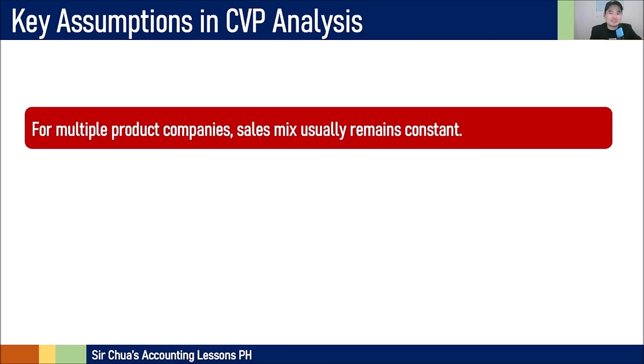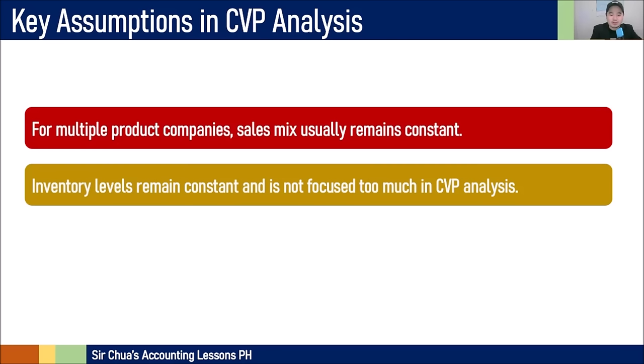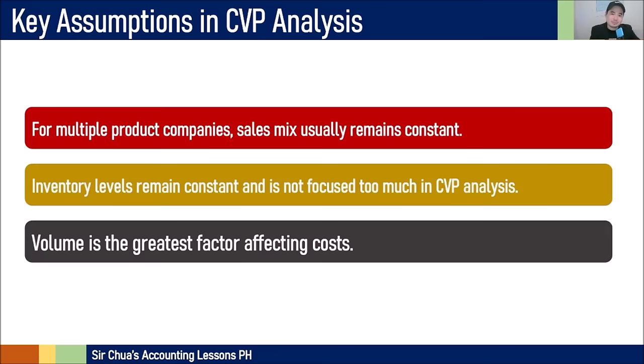And then, inventory levels remain constant and it is not focused too much in CVP analysis. Ang iniisip po natin, yung inventory natin, ay it just remains constant, no? Walang extraordinary na fluctuations, walang extraordinary na mga special orders, no? Kung ano lang yung normal operations natin, it just remains constant. Okay? And then, volume is the greatest factor affecting cost. Kasi ang pinag-uusapan natin dito, units sold, no? Yung number of units talaga, yung pag-uusapan natin na ito po yung magiging greatest factor na makaka-apekto sa ating cost. At hindi lamang sa cost, yung mismong CVP analysis natin, nakadepende talaga siya sa volume. Okay? So, those are the key assumptions in CVP analysis.